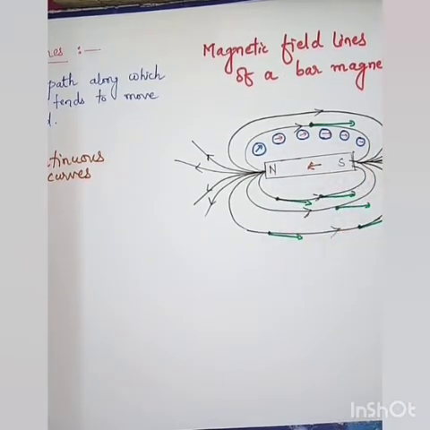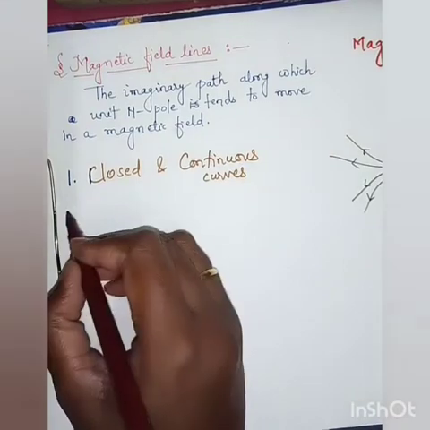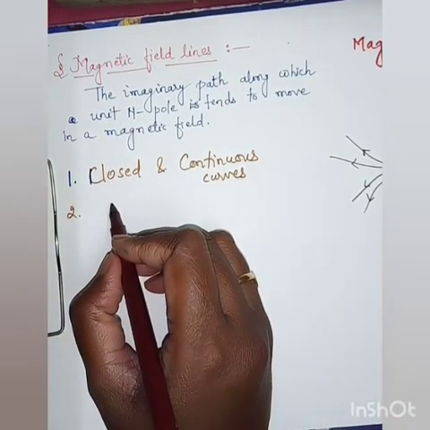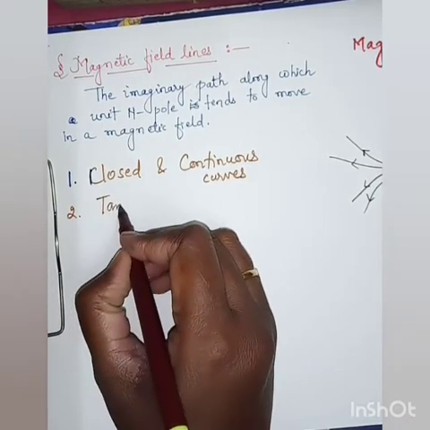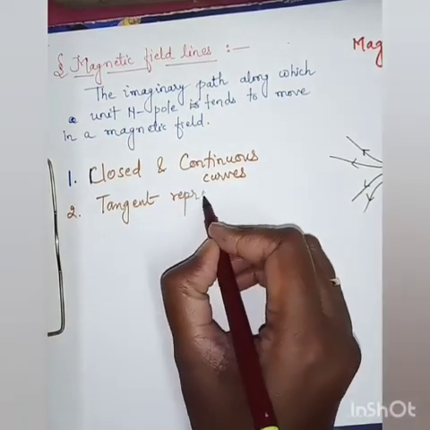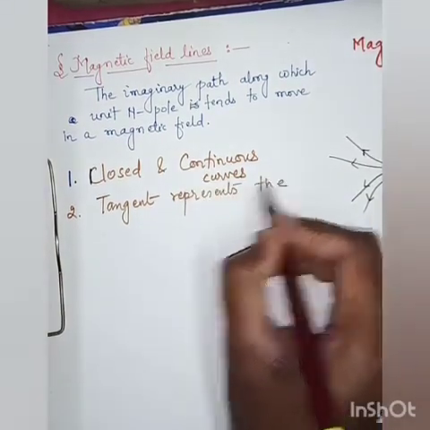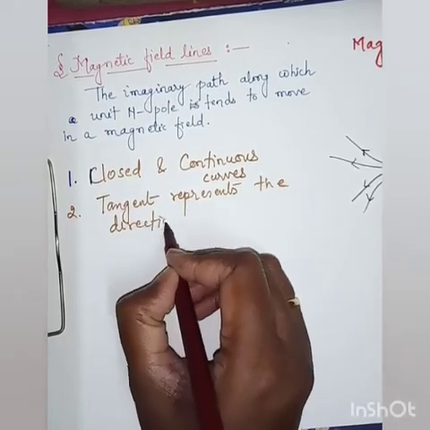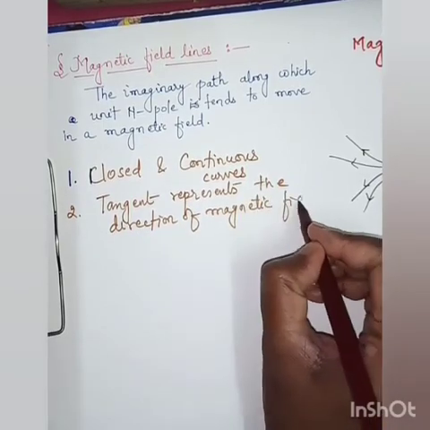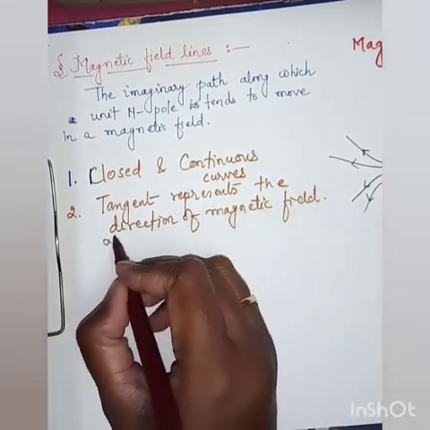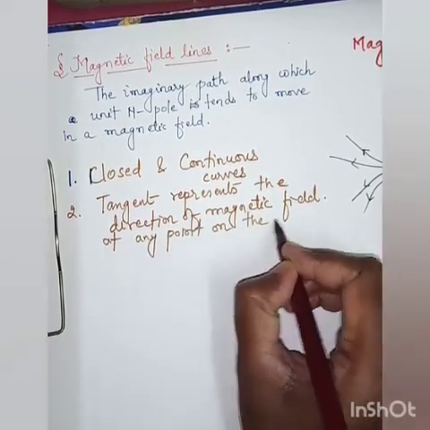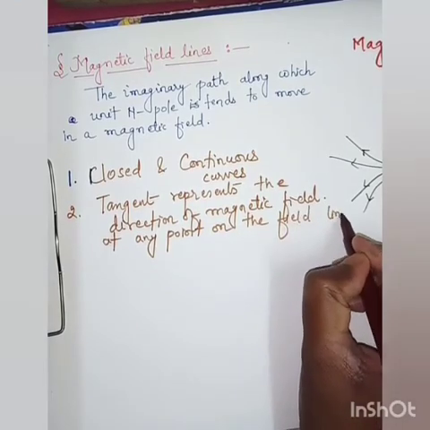Second property: the direction of the magnetic field at any point on the field line is represented by the tangent drawn at that point. The tangent represents the direction of the magnetic field at any point on the field line.